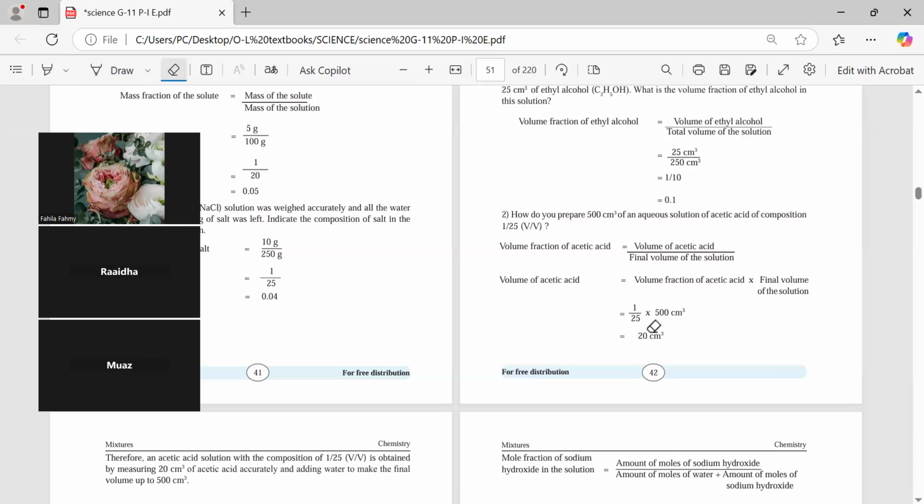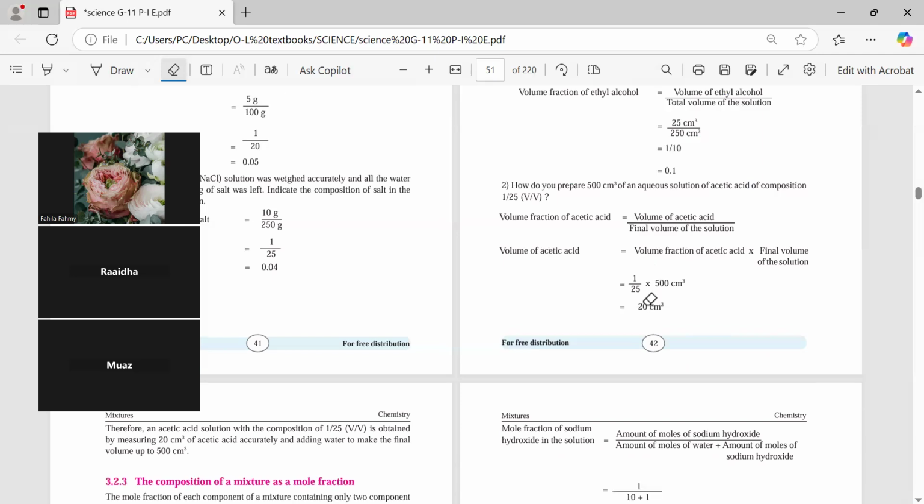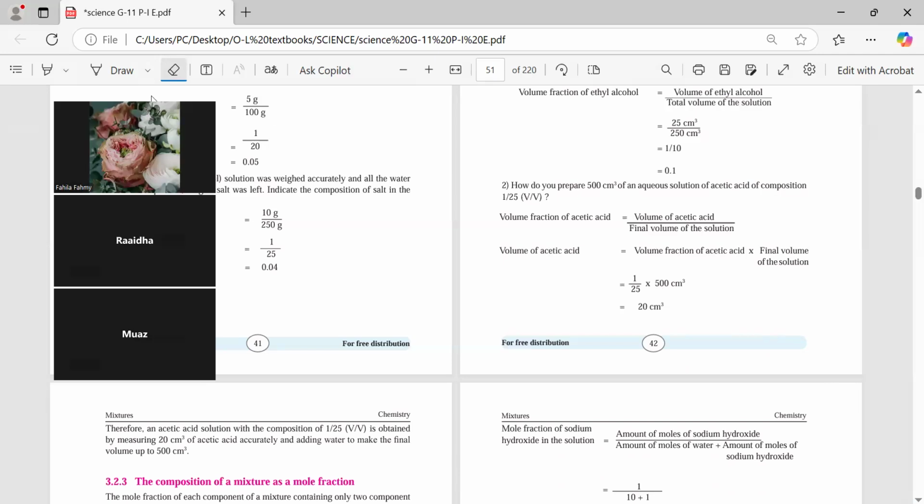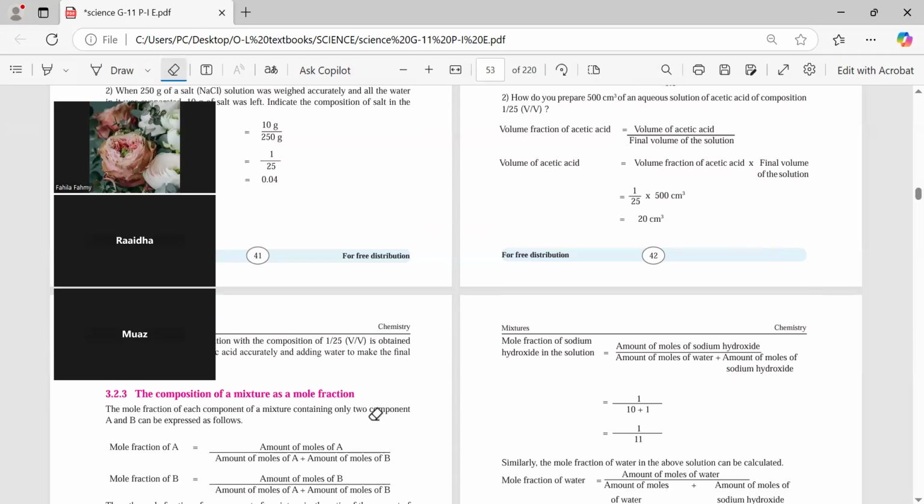So to obtain that particular V over V, you are supposed to add 25 cubic centimeter of acetic acid, and you have to fill the beaker till 1000. Then you have got the volume fraction of 1 over 25 of acetic acid, an aqueous solution.